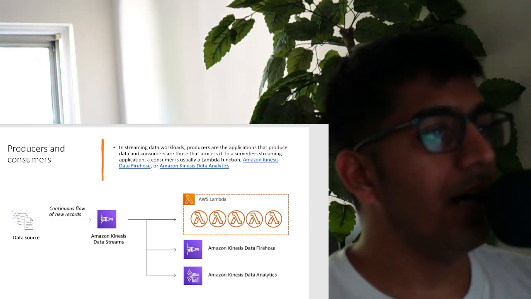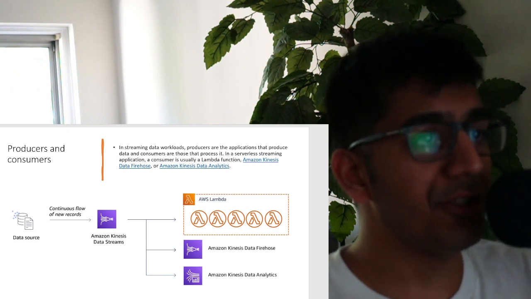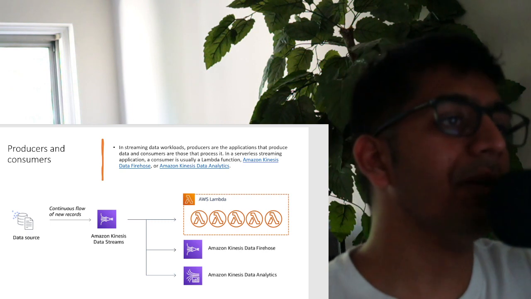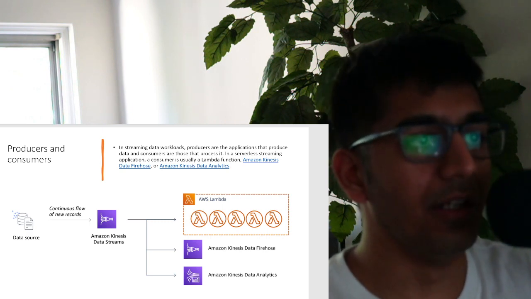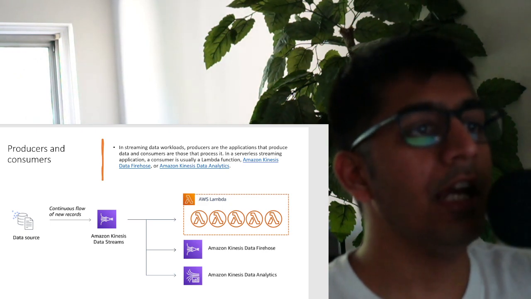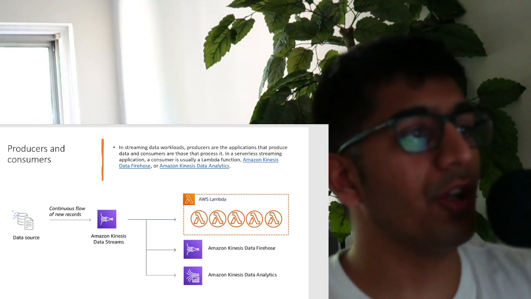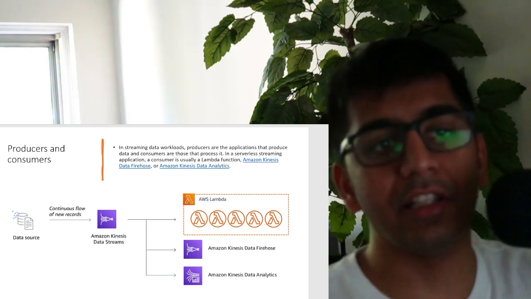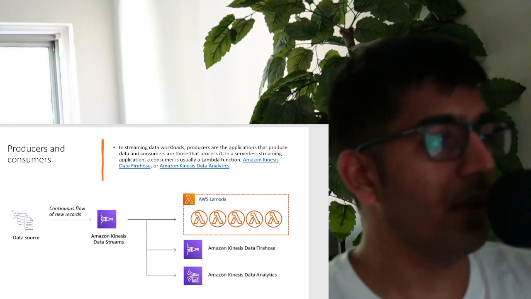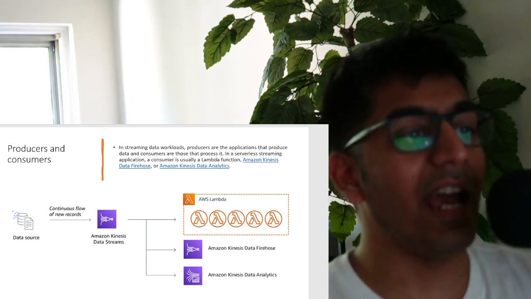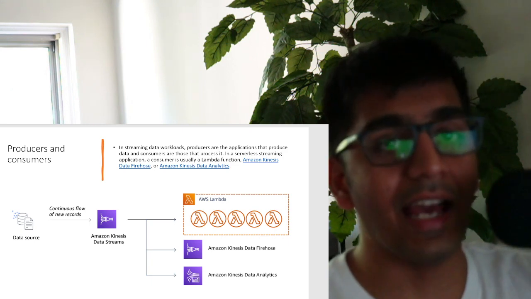Let's understand the concept of producers here. In streaming data workloads, producers are the applications that produce data and consumers are those that process it. In serverless streaming applications, a consumer is usually a Lambda function, Amazon Kinesis Data Firehose, or Kinesis Data Analytics. These can act as consumers. On the slide, you see a Lambda function that can be a consumer, a Firehose, or Data Analytics.